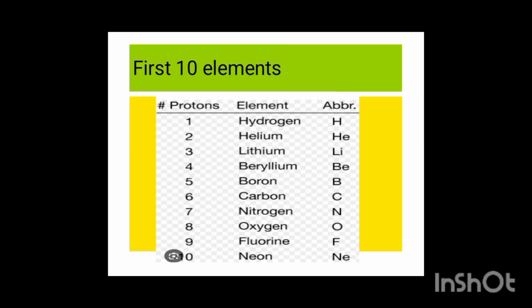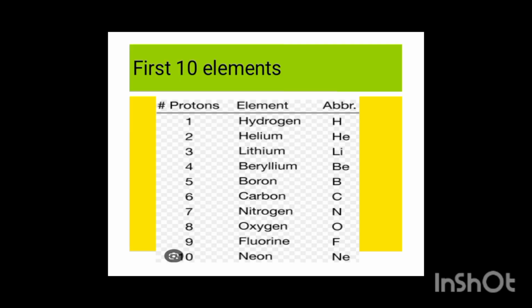Now, protons. Hydrogen has one proton, it's the first element. Helium has two protons, the second element. Lithium has three protons, the third element. Beryllium has four protons, the fourth element. Boron has five protons, the fifth element. Carbon has 6 protons, the sixth element. Nitrogen has 7 protons, the seventh element. Oxygen has 8 protons, so it's the eighth element. Fluorine has 9 protons, so it's the ninth element. And neon has 10 protons, so it's the 10th element.